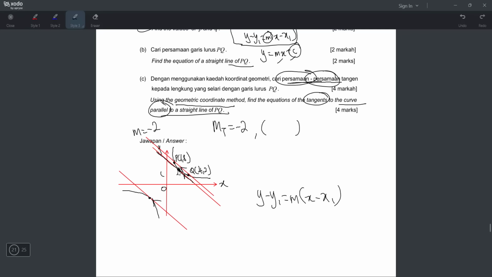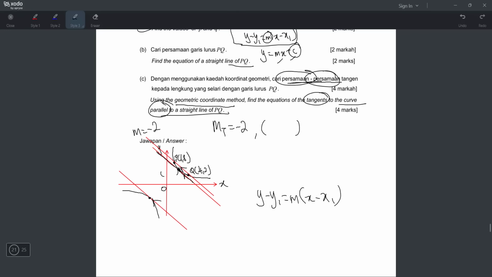Okay, I think I have to do dy/dx, guys. I think I have to do dy/dx. Yeah, it's the only way. I can't think of any other way. But the question says using the geometric coordinate method. What method can I do? Like PQ, we can't just find the midpoint.